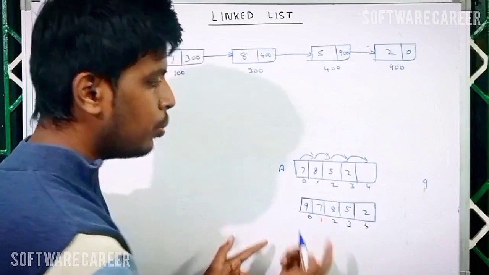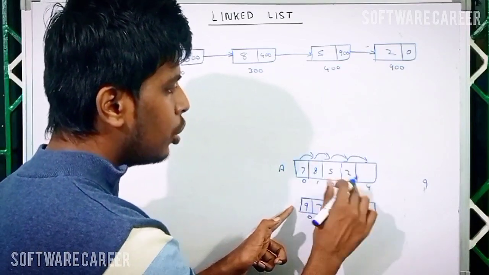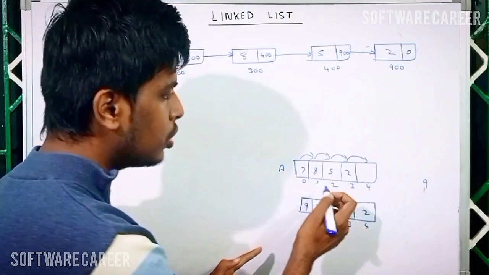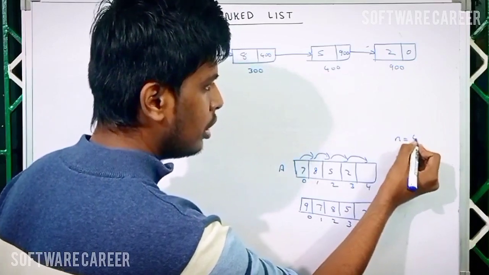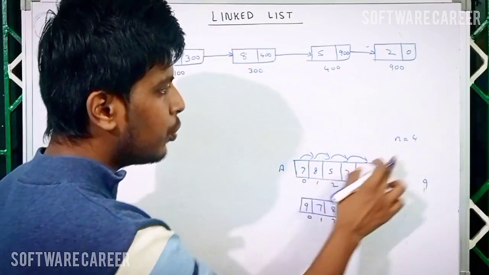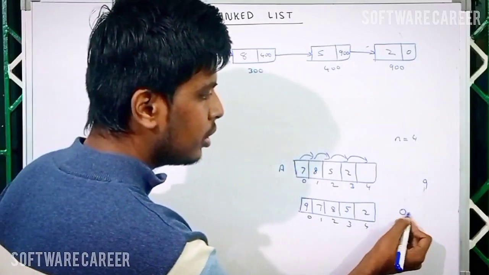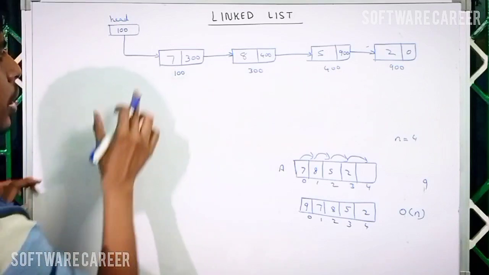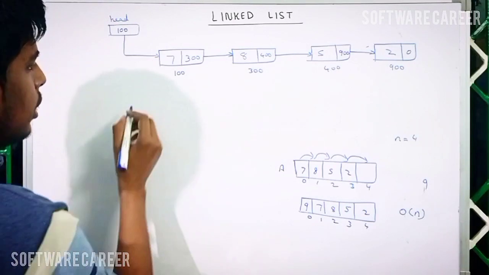So how much time complexity does this take? For inserting at the beginning, you should move all the elements present in the array one step forward. So if there are n elements, n is 4 here, you should move 4 elements one step forward. So time taken is O of n in array. Whereas in linked list, let's see. Suppose you want to insert an element at the beginning of a linked list. How can you insert?